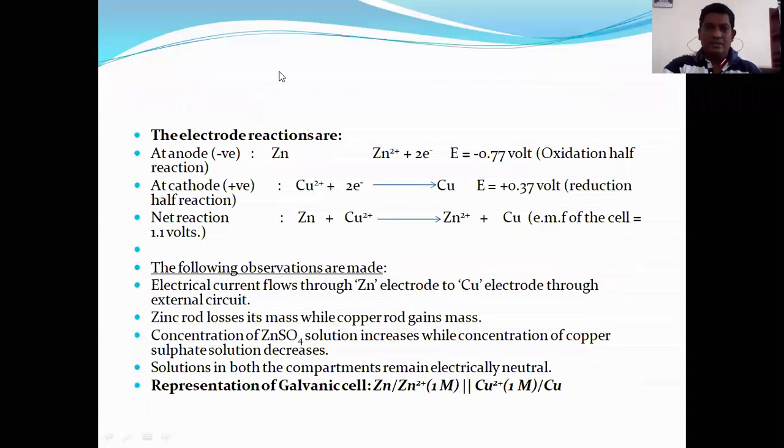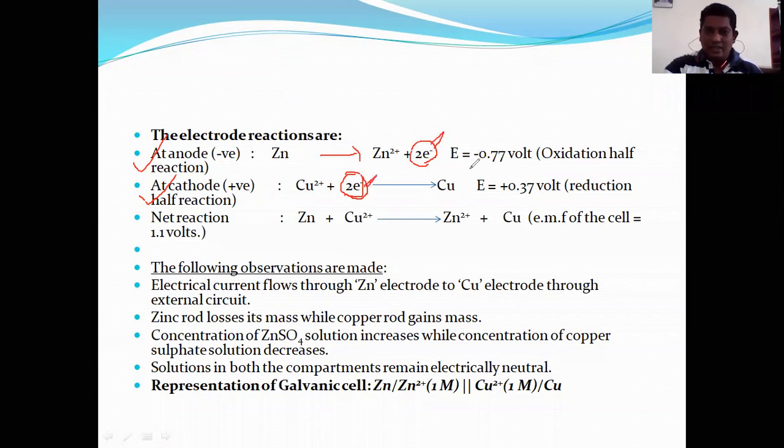Now we will see the chemical reactions here. Zinc donates electrons. Anodic reaction, oxidation reaction: zinc donates electrons. Then the cathodic reaction is the reduction reaction: copper gains electrons. I'm repeating: zinc donates electrons and copper gains electrons. Loss of electrons is oxidation reaction and gain of electrons is reduction reaction.